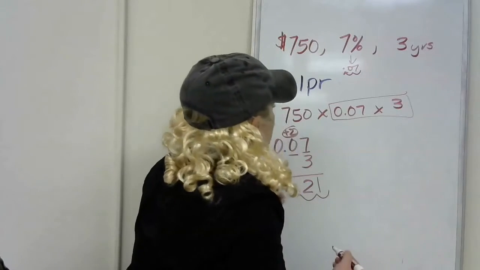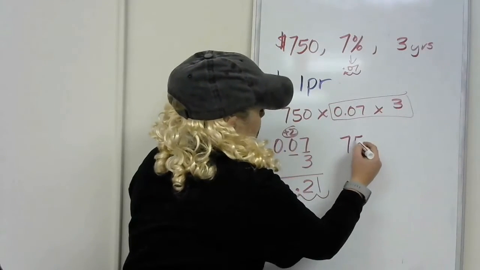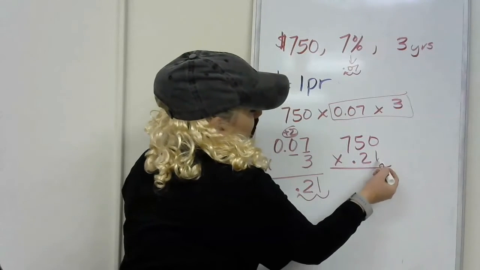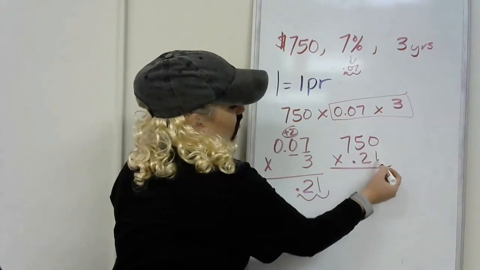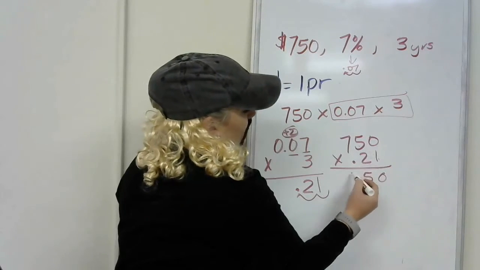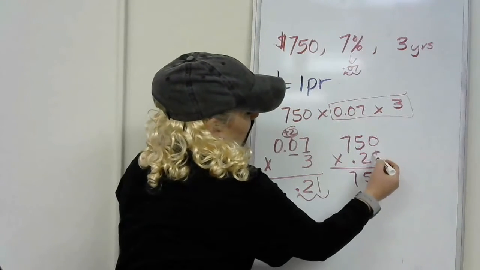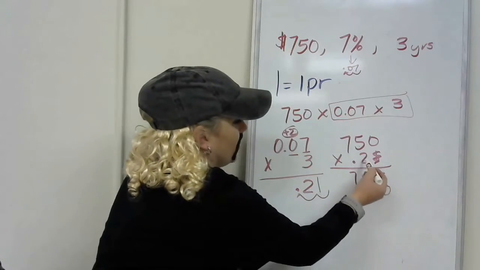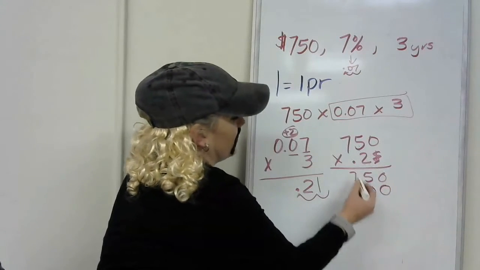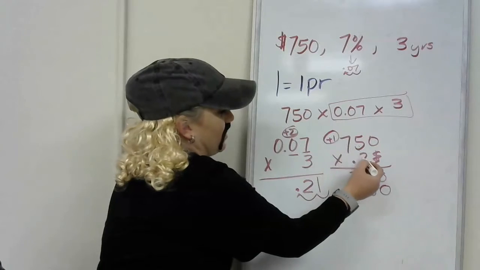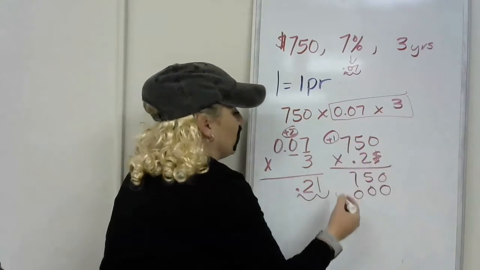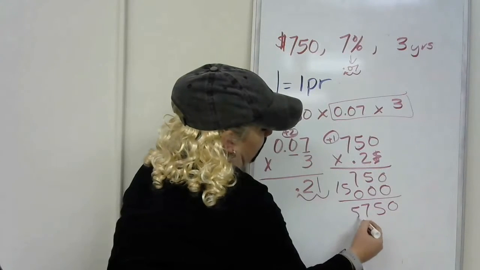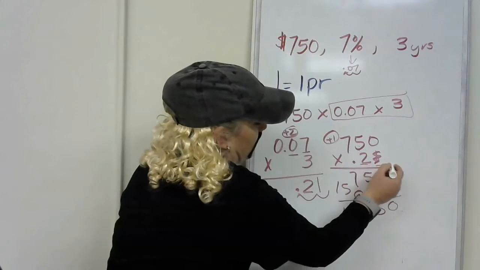So we got 0.21. Now we're going to multiply that times 750. So 750 times 0.21. All right, 1 times 0 is 0. 5 times 1 is 5. And 7 times 1 is 7. And I'm going to do my scratch. 2 times 0 is 0. 2 times 5 is 10. The 0 can stay. That 1 has to go. And 7 times 2 is 14. And 14 plus 1 is 15. So now we just add up what we have. And we got 2 decimal places.